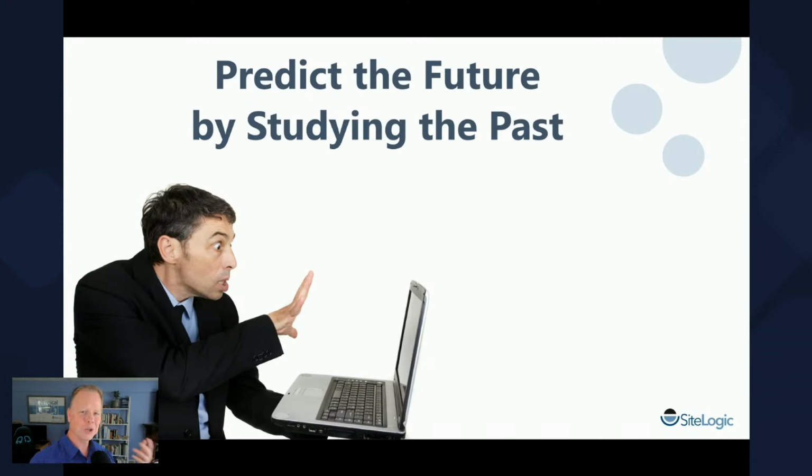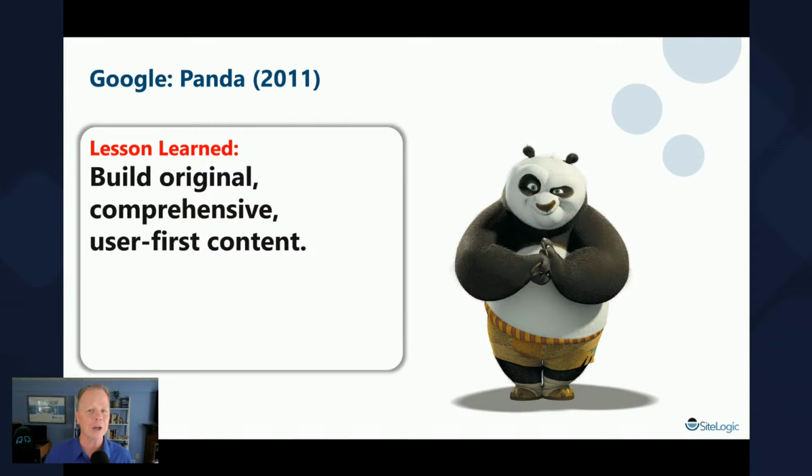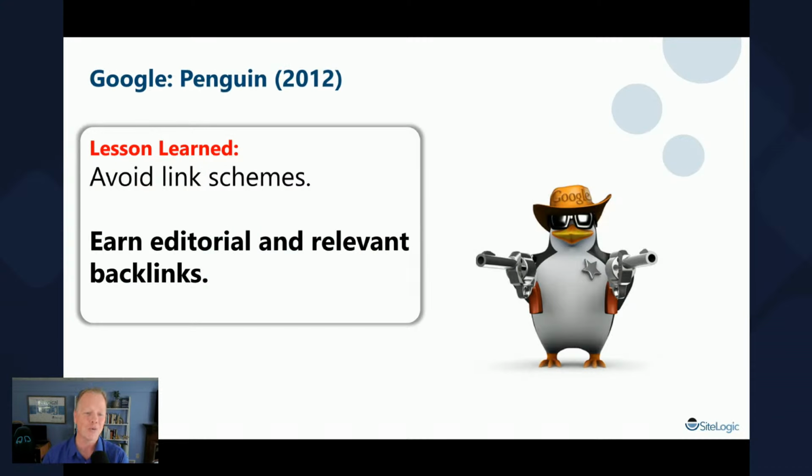And so here's what I want to present to you, and stop me if this sounds familiar. Back in 2011, Google Panda, maybe some of you remember that. What did we learn from Google Panda? Build original, comprehensive, user-first content. Does that sound familiar? In 2012, Penguin taught us to earn editorial and relevant backlinks and avoid the link schemes. Okay, so now that focuses us on PR. It focuses us on developing relationships with other higher authority websites to get citations back to our site.